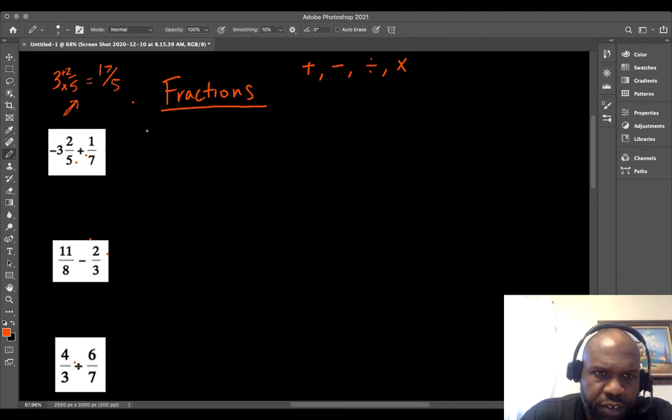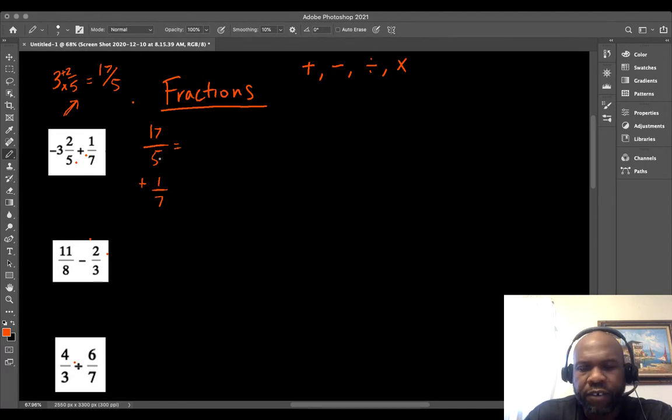All right, so I'm going to take that 17 over 5 and add that to 1/7. Now I have two denominators, 5 and 7. What is the common multiple, not factors, common multiples? Basically, how high can it go if I multiply by 5, 5, 5, and by 7, 7, 7, before they meet and are the same number? If I do 5 times 7, that gives me 35. So that's when they would meet each other.